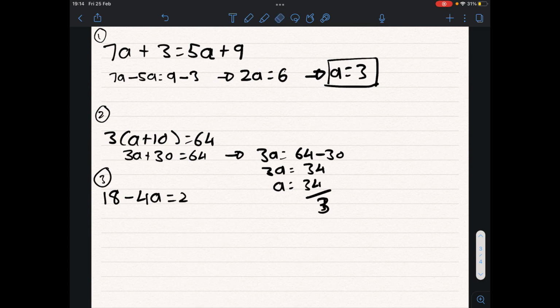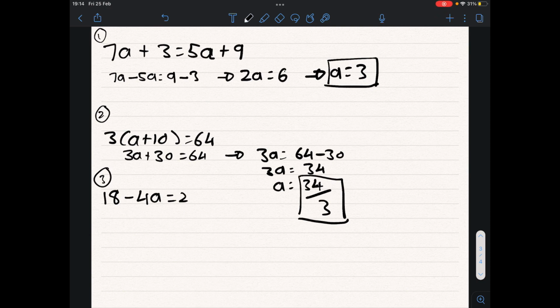Over 3. You can leave it as this. Now some questions will ask you to leave it as a decimal, leave it as a top-heavy fraction, leave it as an improper fraction. But for now, we'll leave it as this.